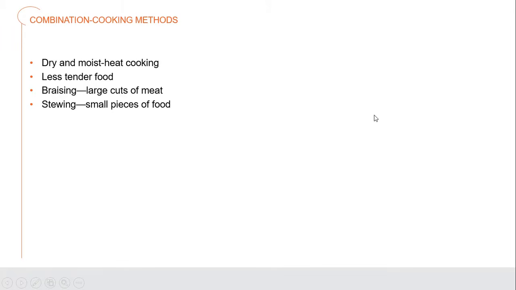So if we are braising large cuts of meat, large steaks and large cuts of meat, then we would call that braising. If we're doing small bite-sized pieces, then we call this method stewing. So let's take a look at both of them.